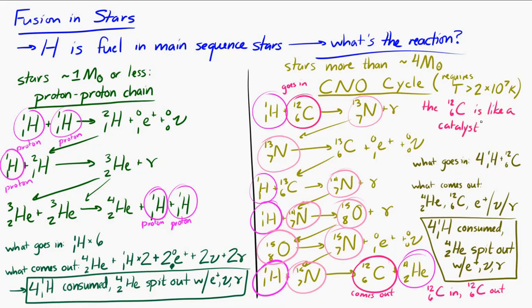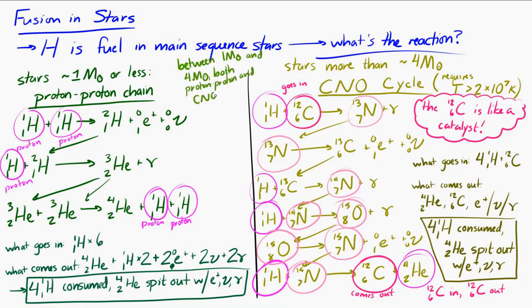Now, if you're wondering what happens in stars that are between about the mass of the sun and 4 solar masses, both the proton-proton chain and the CNO cycle are happening. Lower mass, there's more proton-proton chain. Higher mass, there's more CNO cycle.